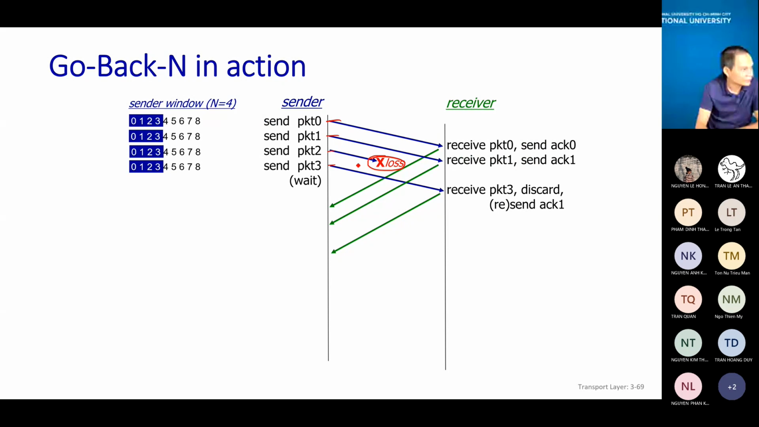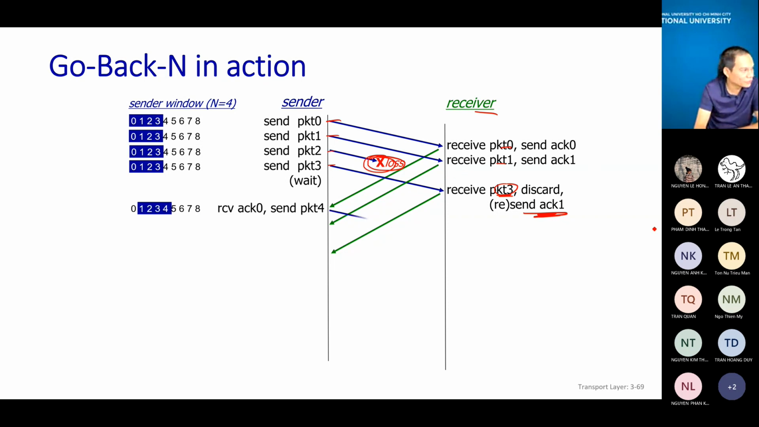The receiver will receive packets 0 and 1. It receives packet 3, but packet 3 is out of order because the receiver did not receive packet 2, so it will resend ACK 1. Why? Because it wants to indicate to the sender that it has received up to 1 already.